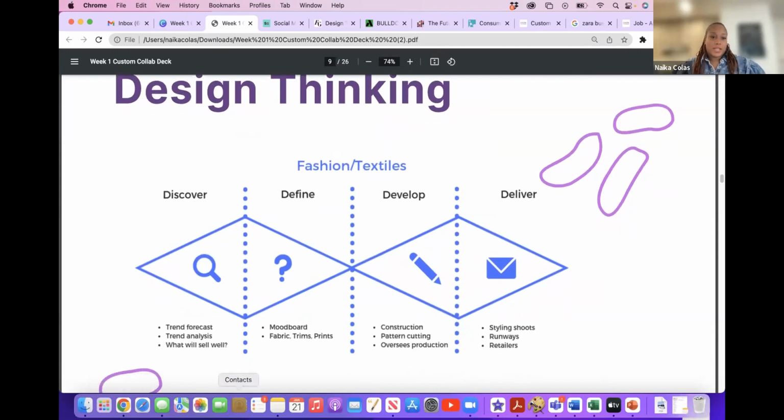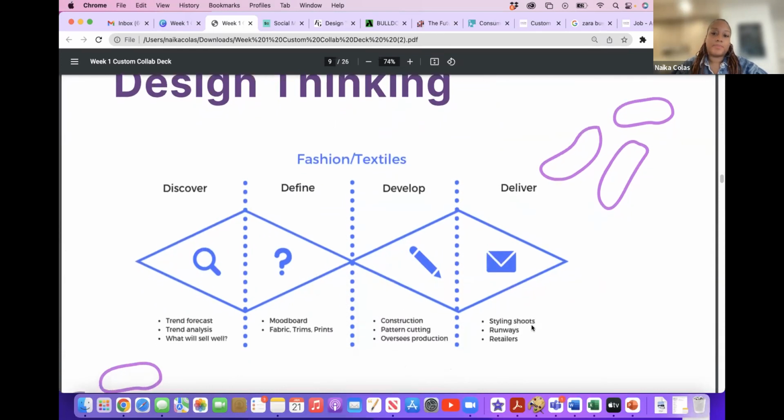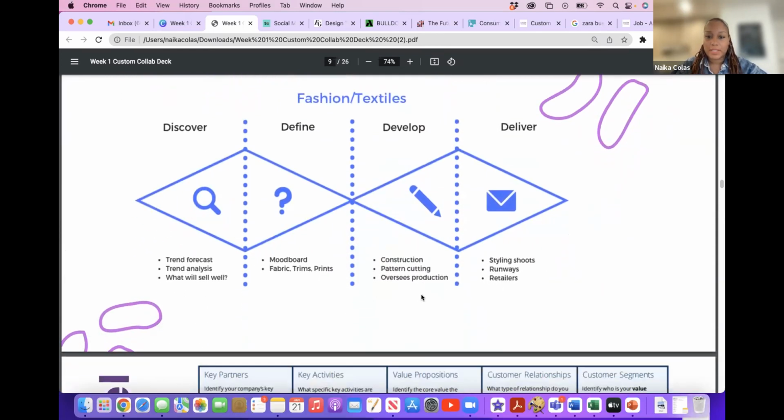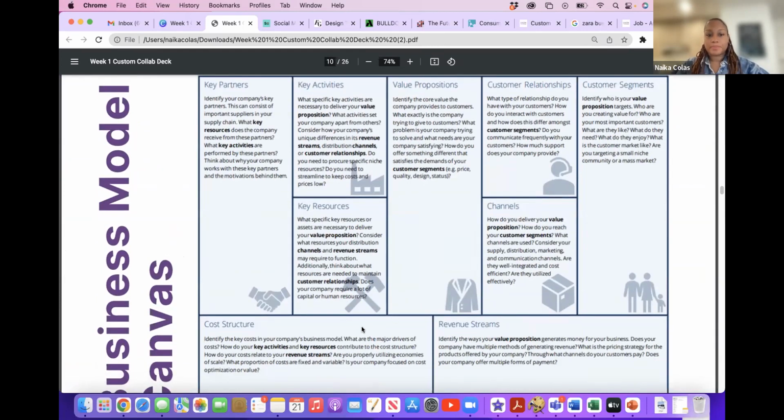So fashion and textiles, again, discover, and you'll get this, but if you want to take a screenshot, discover your trend forecast, trend analysis, what will we sell, why, competitors. Your mood boards would be your define phase, developing, construction, pattern making, overseas production. Delivery would be your styling shoots, runways, and it would go to retailers. But that's not the complete process. So now we're going to go into your business model canvas.